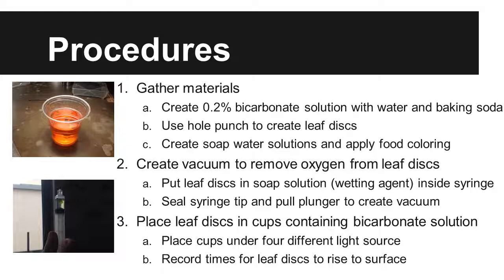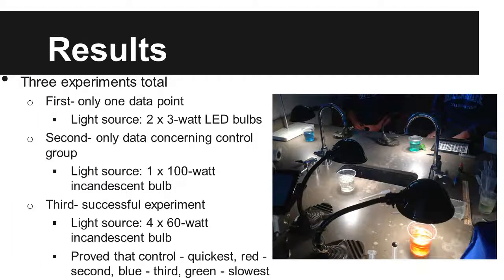Third, we placed the leaf discs in the bicarbonate solution and waited for them to rise to the surface, because depending on how much light they received, depending on the wavelength that they were in, they would rise at different intervals. We ran this type of experiment 3 times because we wanted to make the results as accurate as possible.